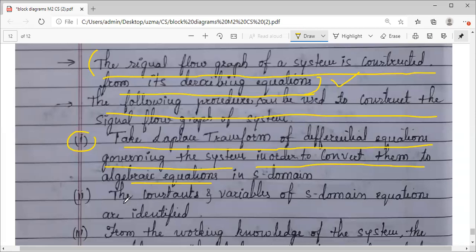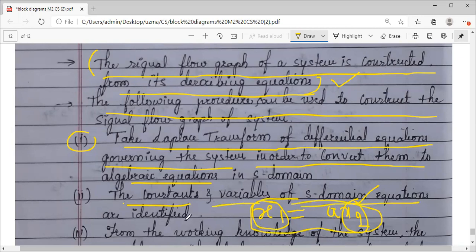After getting the equations, whenever an equation is given to you, something like this, say x1 is equal to a into x2, the variable on the right hand side is the input, and the variable on the left hand side is your output. That is the general concept. In this simple example, the constants and variables of the equations are identified. In this equation the variables are x1 and x2, and x2 is the input, x1 is the output, and a is a constant.